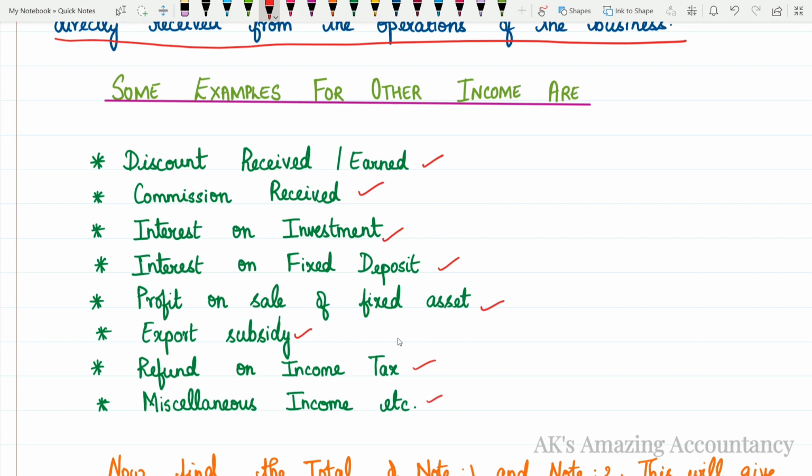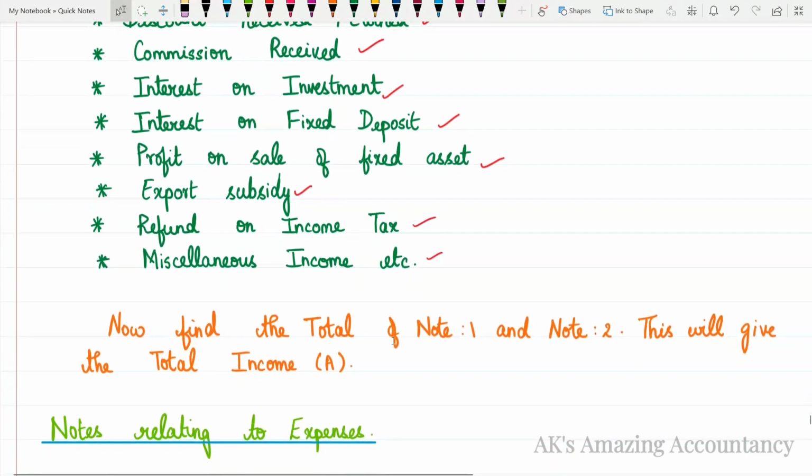You will find out the total of all this, and only that total will be taken to the statement of profit and loss. That's what I've given here. Now find the total, and take it to the statement of profit and loss. After entering total number 1 and total 2, you have to find out the total of 1 and 2 together, and this will give the total income A.